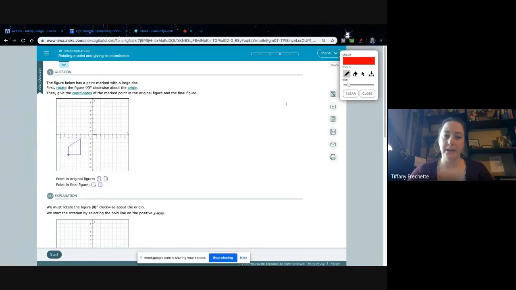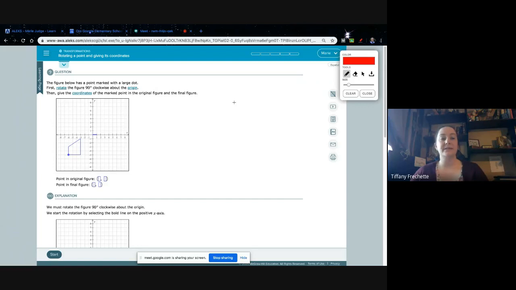Rotating a point and giving it its coordinate. All right, so in the last week when we were talking about transformations, and again, transformations are just how you move a figure around a coordinate plane. And sometimes transformations are also about making a figure larger or smaller. We haven't quite gotten there yet.